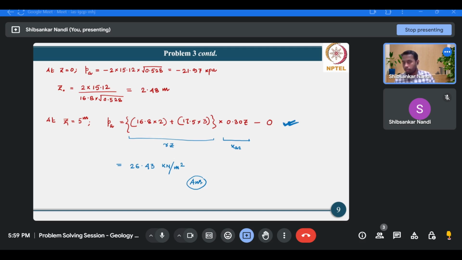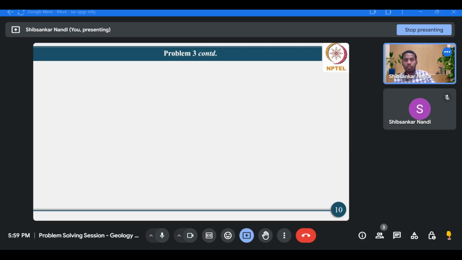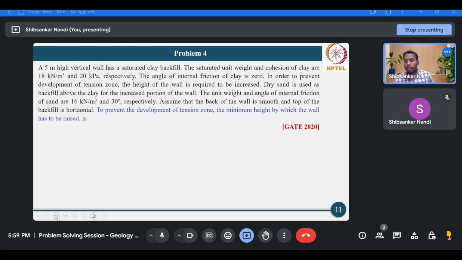Now we'll take one problem from the GATE examination 2020. In this problem, a 5-meter high vertical wall has a saturated clay backfill. The saturated unit weight and cohesion of the clay are 18 kN per meter cube and 20 kPa respectively. The angle of internal friction of the clay is 0.